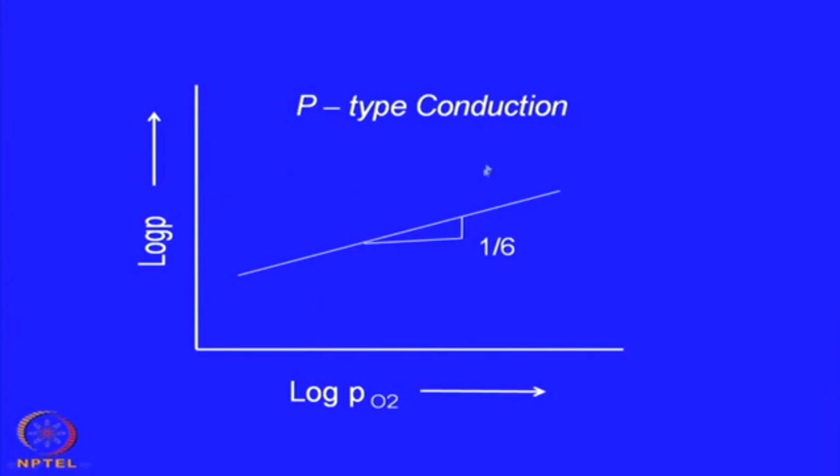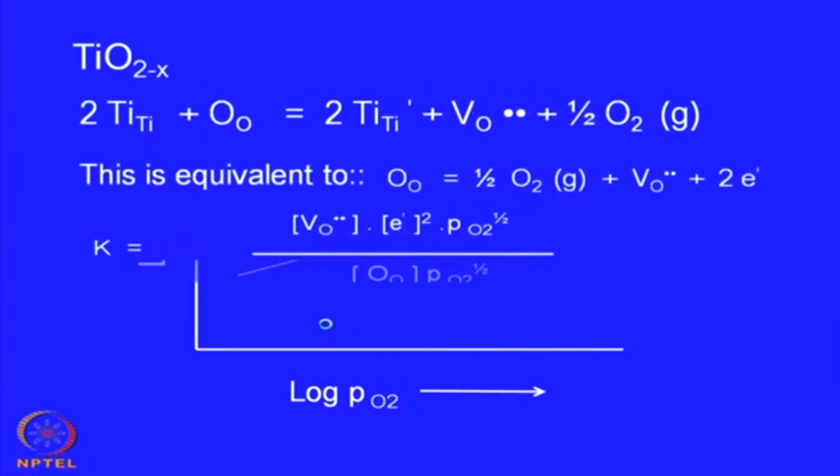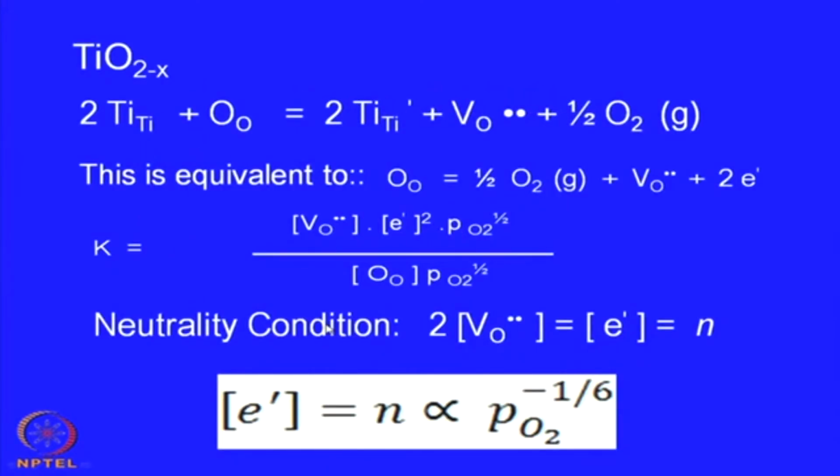So, this is P type conduction, and of course this slope may change. Sometimes it is 1/6, sometimes it is 1/4, sometimes it is 1/8 and so on, but positive means it is P type, as the conductivity or the log concentration of the different defects increases as PO2 increases, which indicates that it may be a P type semiconductor.